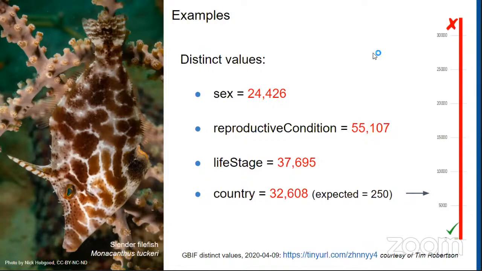And here I put this value, 32,000, is the distinct values that we have, and the expected corresponds really to the ISO countries, the ones that follow the ISO standard. So we're expecting a maximum of 250 values, but in the data we find 32,000. So you see that people are not really using controlled vocabularies for these fields, or alternatively and together they are using different controlled vocabularies.